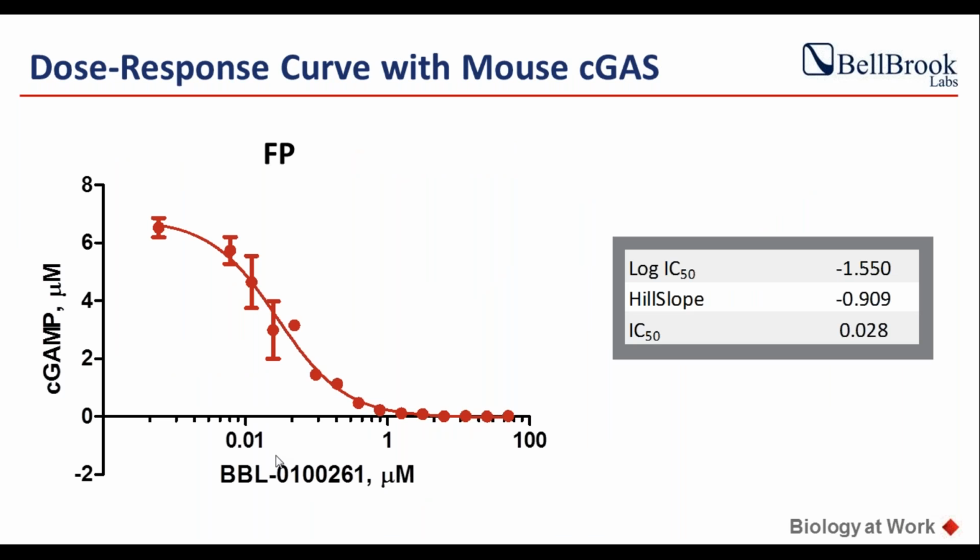Again, we test all our compounds against mouse cGAS, but this is just an example of a compound that showed about 28 nanomolar IC50 with the mouse cGAS. This shows that you could do all sorts of things with the mouse cGAS that we could do with the human cGAS.